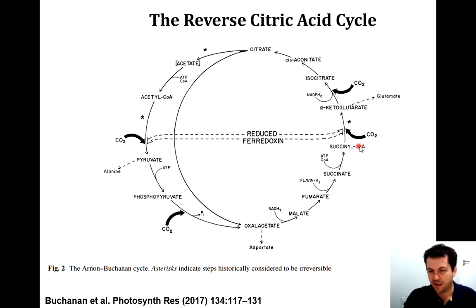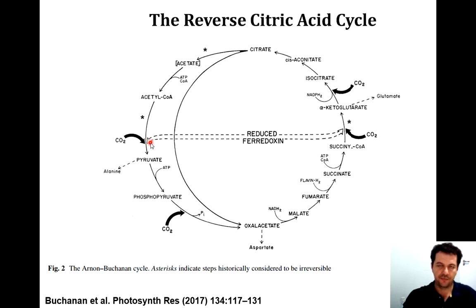So in this case, if you have succinyl-CoA being converted to alpha-ketoglutarate and alpha-ketoglutarate to isocitrate, instead of having CO2 being released, you have CO2 being fixed. Another possibility is that acetyl-CoA can also be converted to pyruvate, and pyruvate to phosphoenolpyruvate, and then oxaloacetate. And here you have 2 more CO2 being fixed.